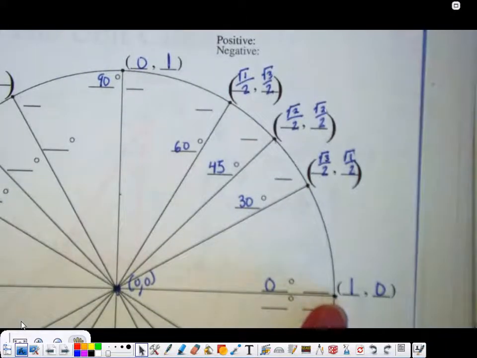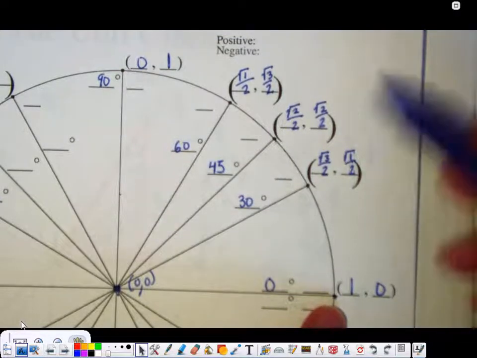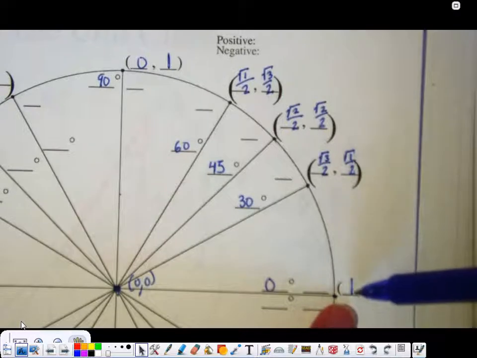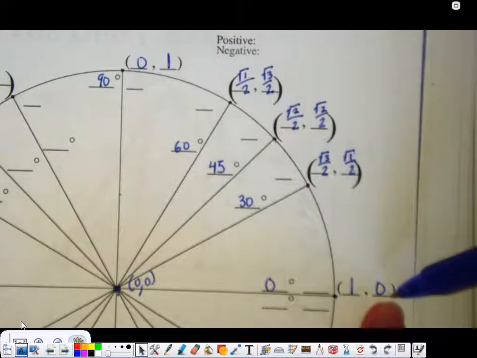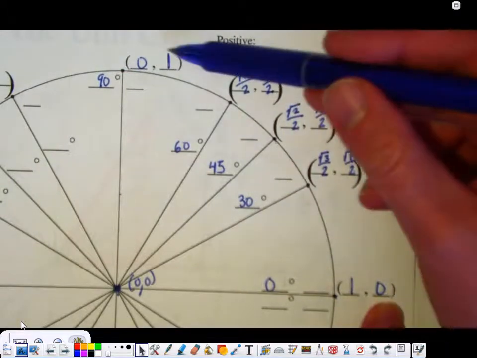And that's how you're going to memorize just the first quadrant. Now, everything from the first quadrant, I'm going to show you a pattern to get everything else, but pretty much you're going to need to learn how to memorize this first quadrant. And it's pretty easy because the x numbers start big and go down. The y numbers start small and get bigger.